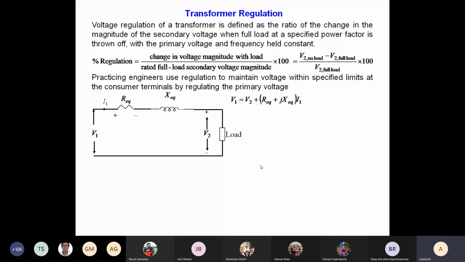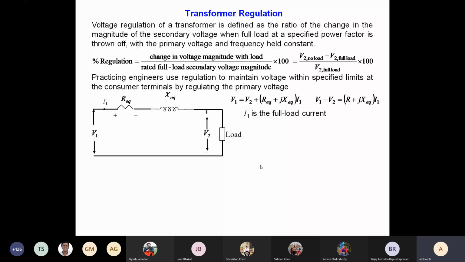They basically represent the impedance. And so this is the relation. V1 minus V2, that is the difference, is equal to R plus J XEQ into I1. Now this I1 is basically the full load current. That is the load current which the transformer can deliver at maximum. Okay, so that is basically the full load current.